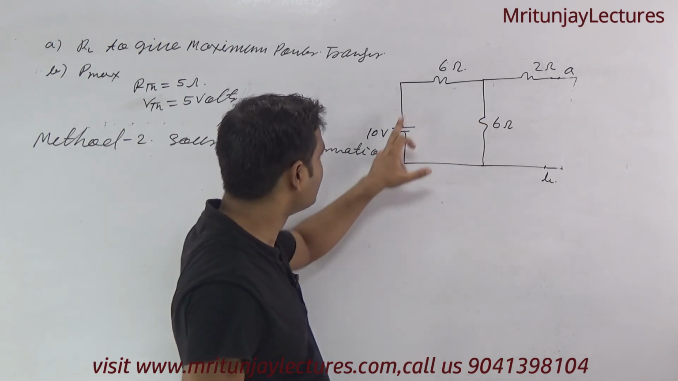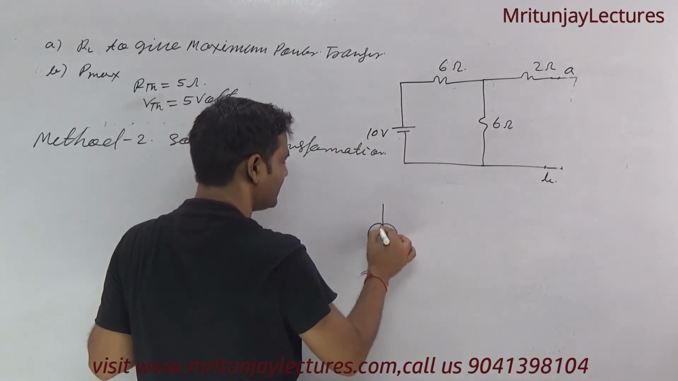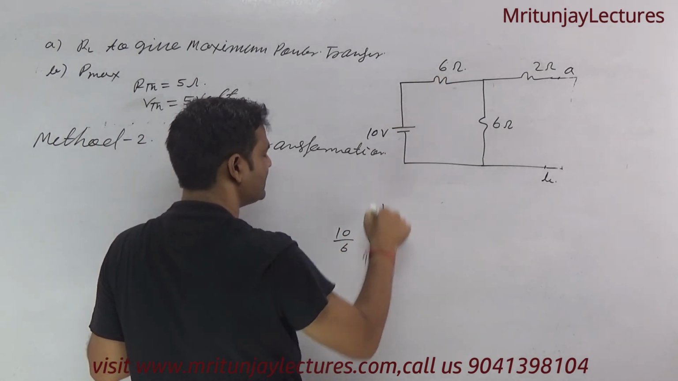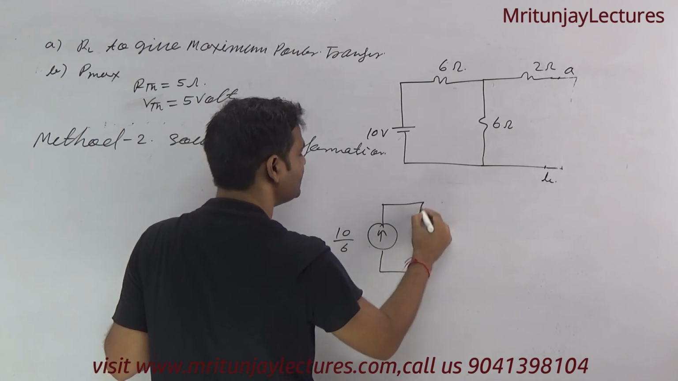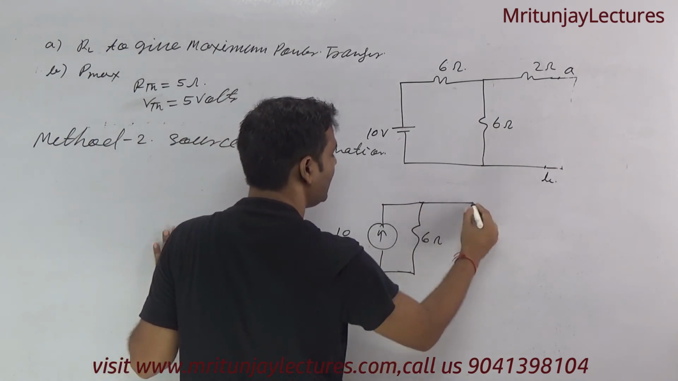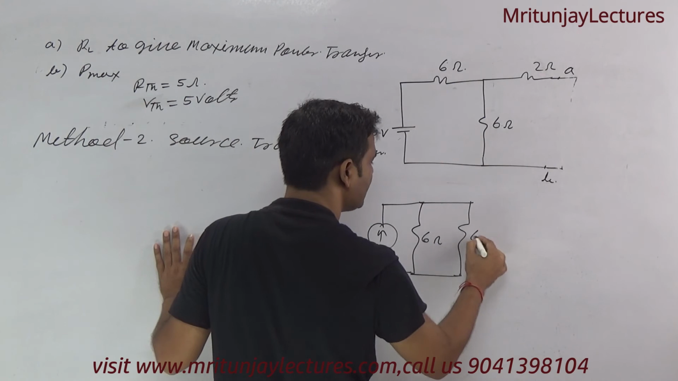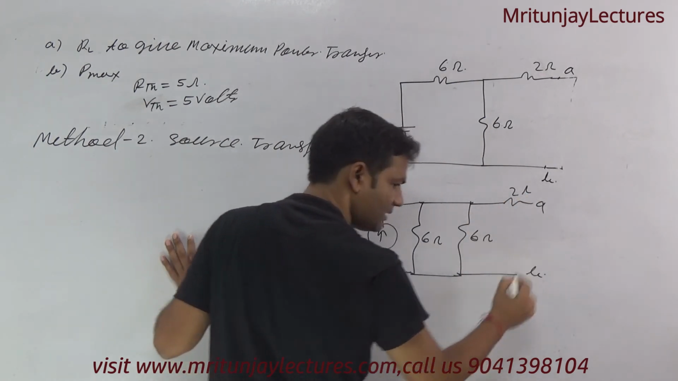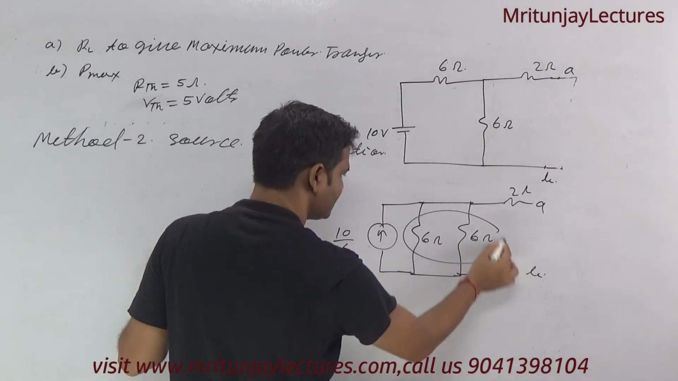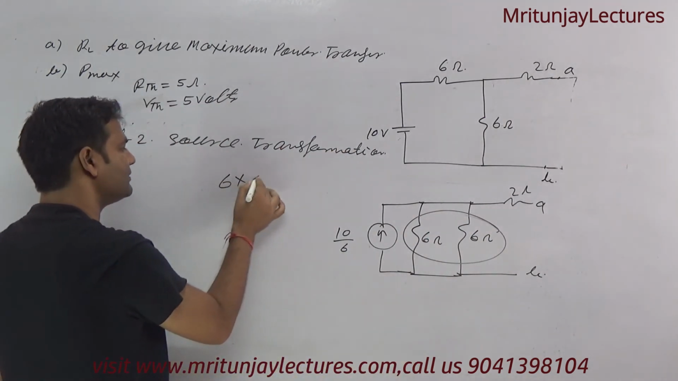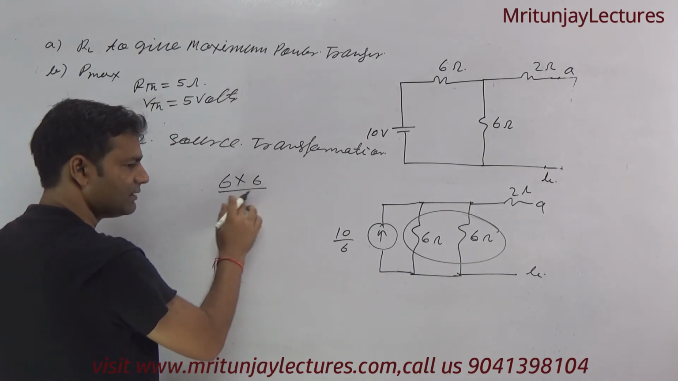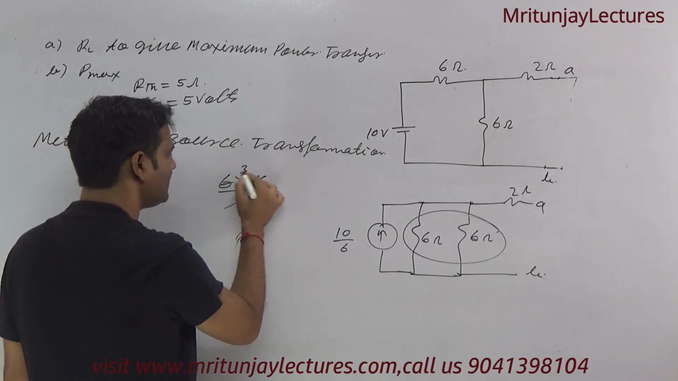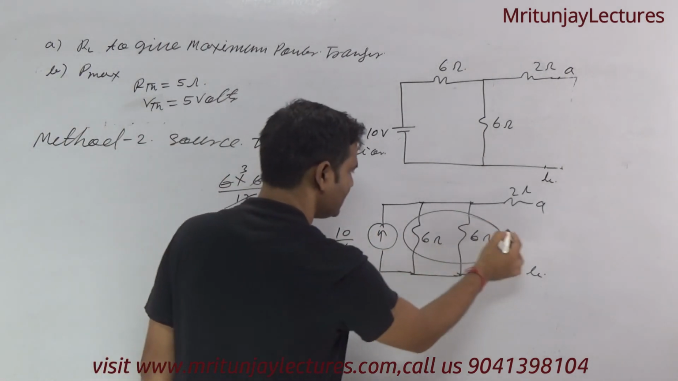After that, this one and this one, if you convert to a current source, that is 10 divided by 6. What about direction? Direction of current is upward, and that is 6 ohm, 6 ohm, and this one is also 6 ohm. And this one is 2 ohm. That is A and B. After that, 6 and 6 are both parallel, so 6 into 6 divided by 12, that is 3 ohm. So finally we got 3 ohm.